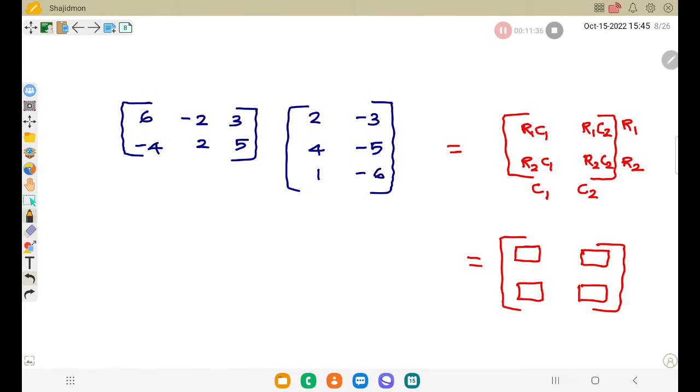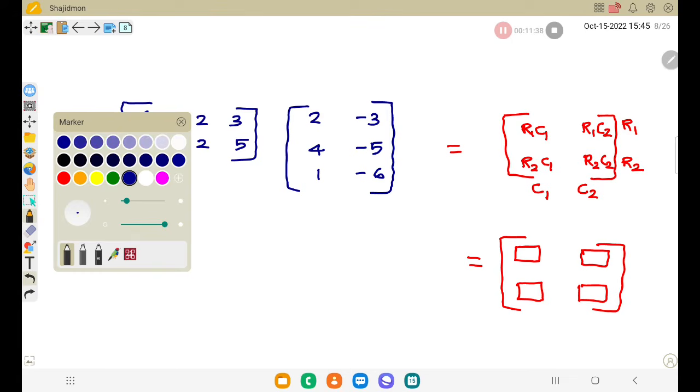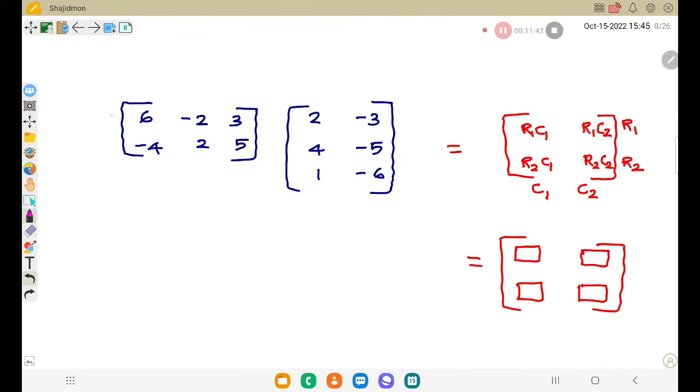Now we will go to that multiplication. You can see, in the first matrix we take rows, first row, second row. In the second matrix we take columns, column number 1, column number 2. First matrix we are taking rows and second matrix we are taking columns.